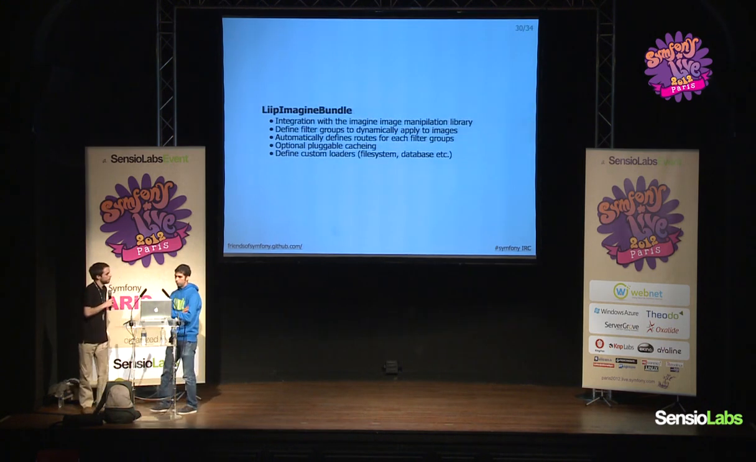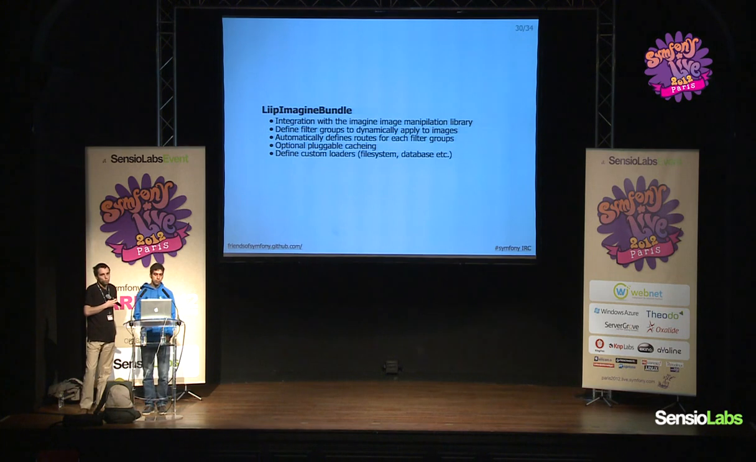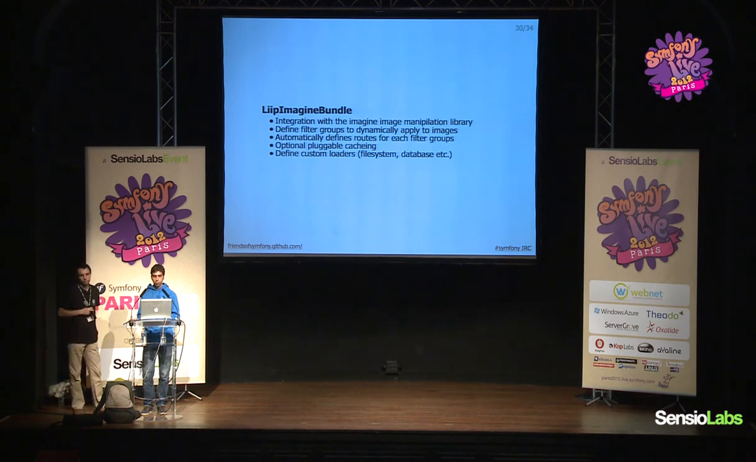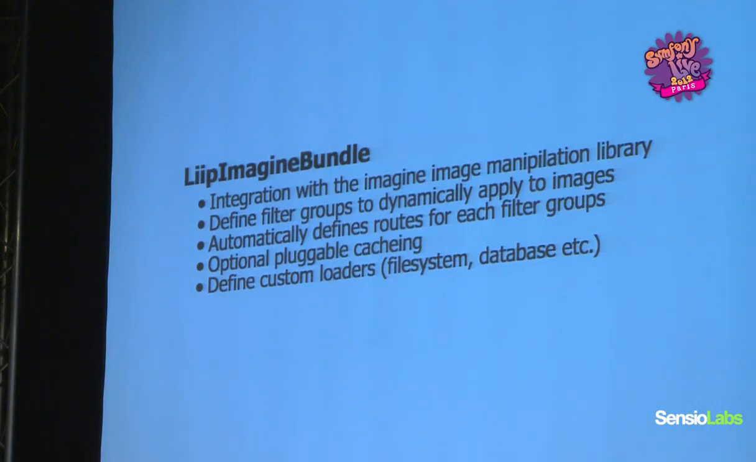Okay, the last bundle we want to touch on is the Liip Imagine bundle. It provides integration with the Imagine image manipulation library. The idea of Imagine is basically you can load up images and apply filters on them to generate new images. What this bundle does is it allows you to do this dynamically. So instead of having to generate all the different versions of the images that you need for your different websites and output formats, you can have that generated on the fly. Basically with this bundle, you can define a set of filters or filter groups. And from that, it generates routes to access these dynamic filters.